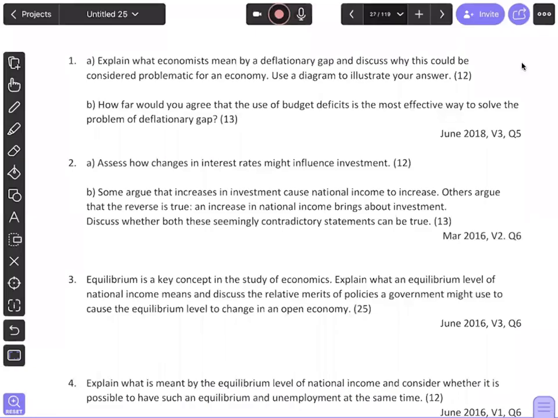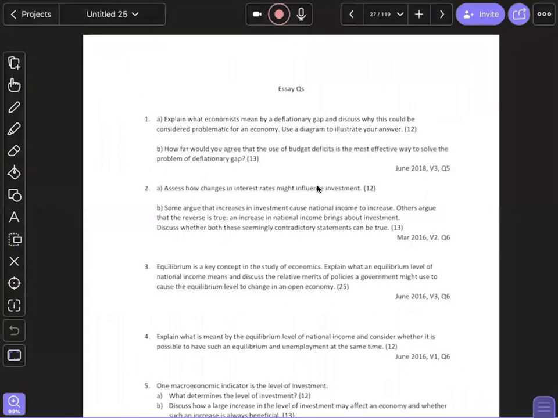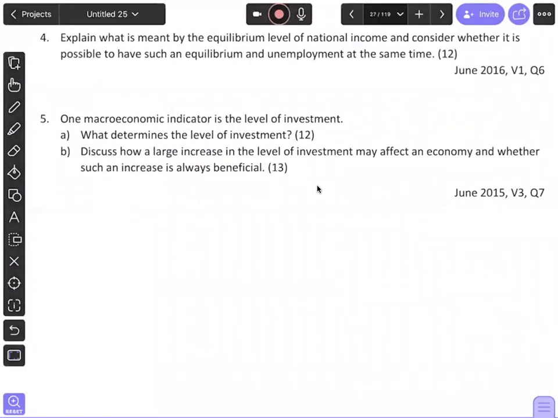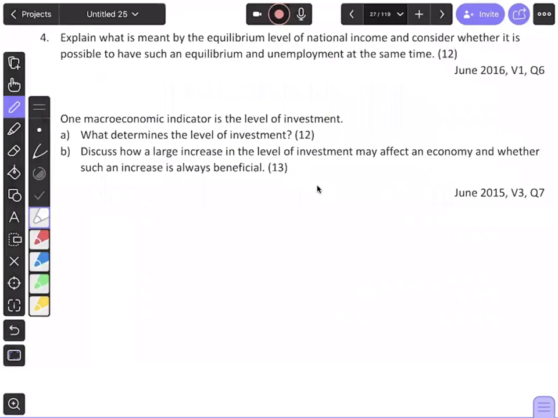Okay, guys. So let's try to look at the questions that are given here. I want to focus on questions to do with investment first. One macroeconomic indicator is the level of investment. What determines the level of investment? Okay, this is a very popular exam question. What are the factors that affect investment?